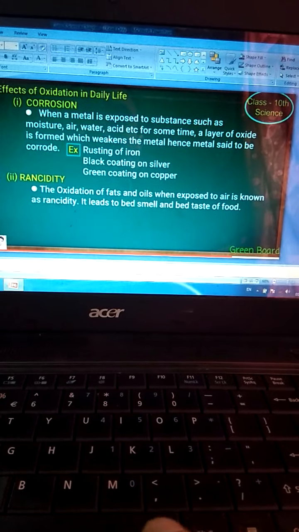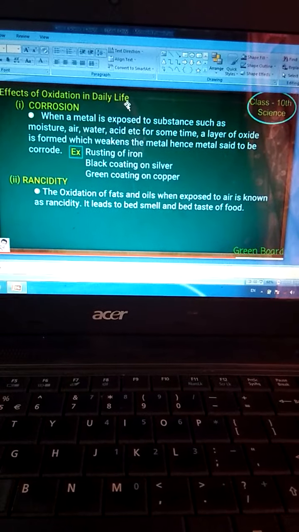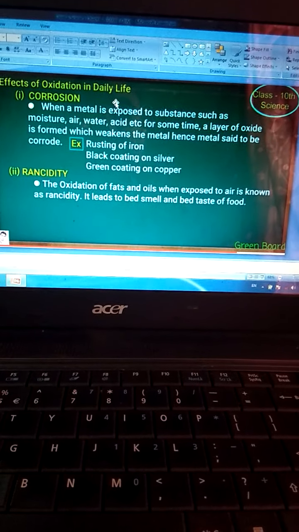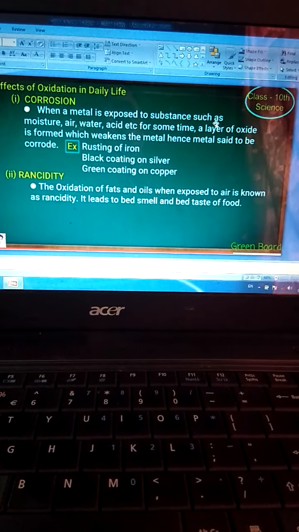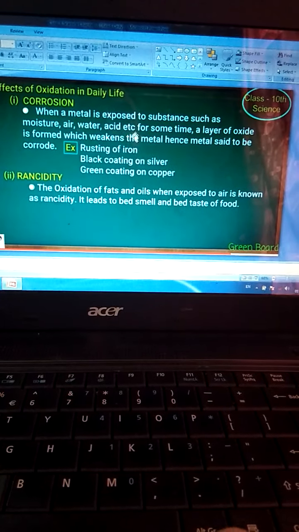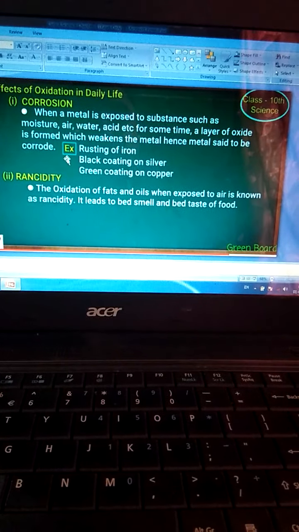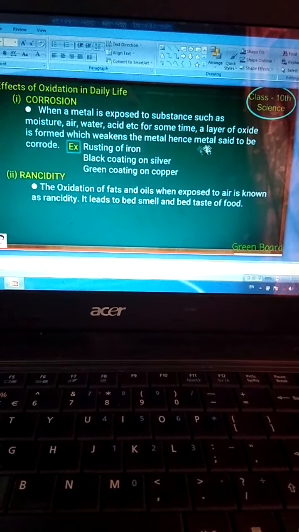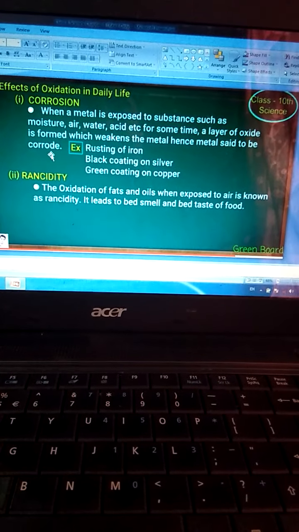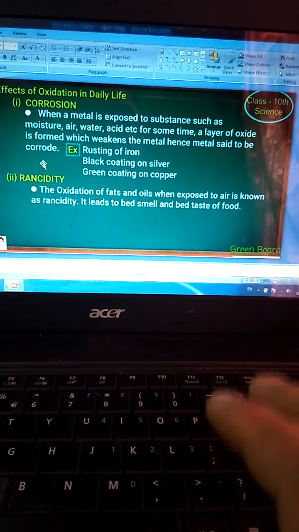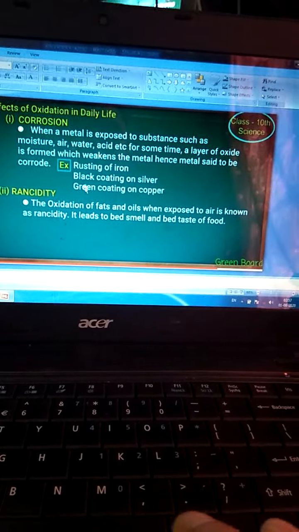After that we can see here the effect of some oxidation in daily life. So corrosion. What is corrosion? When a metal is exposed to substances such as moisture, air, water, acid, etc. for some time, a layer of oxide is formed which weakens the metal, hence the metal is said to be corroded. So corroded means actually it's a weakening of the metal. An example is rusting of iron.